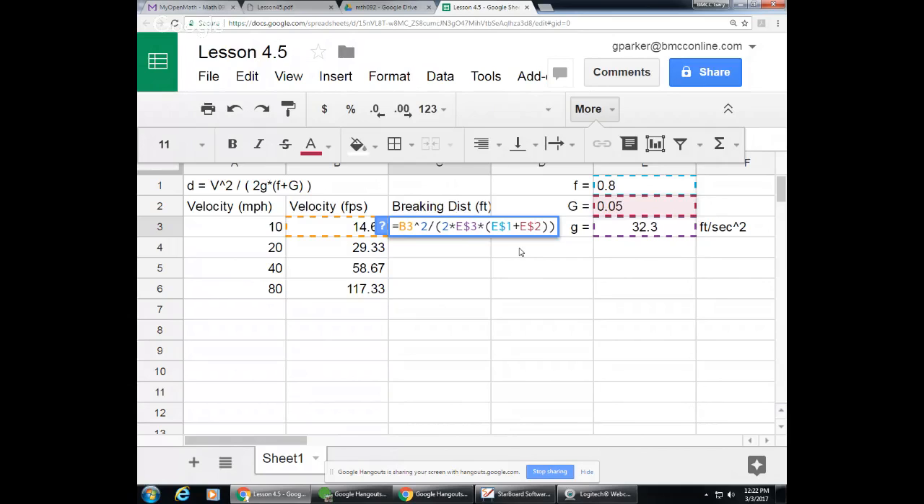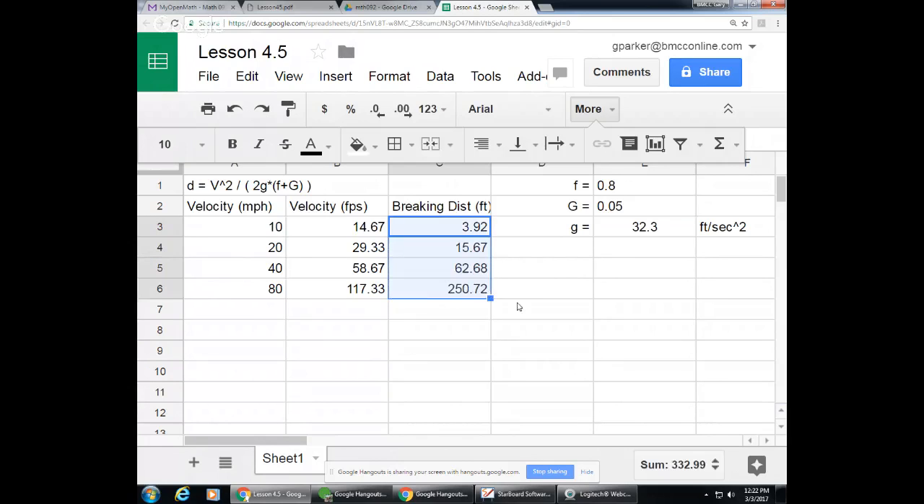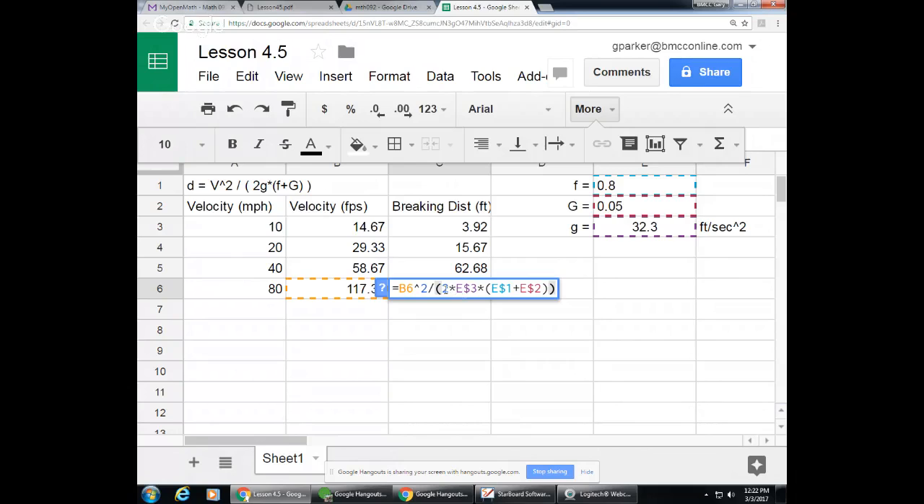The only variable really here, since we have a fixed grade and a fixed type of braking surface, is the velocity. Now if I fill it down, it should change appropriately. Double checking that last one, I should see it grab the new velocity and then use the other fixed values over there. So I can pretty quickly calculate all the numbers I need.